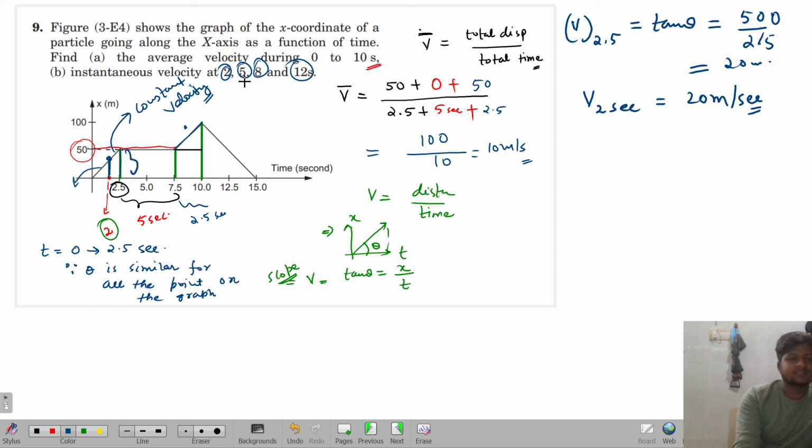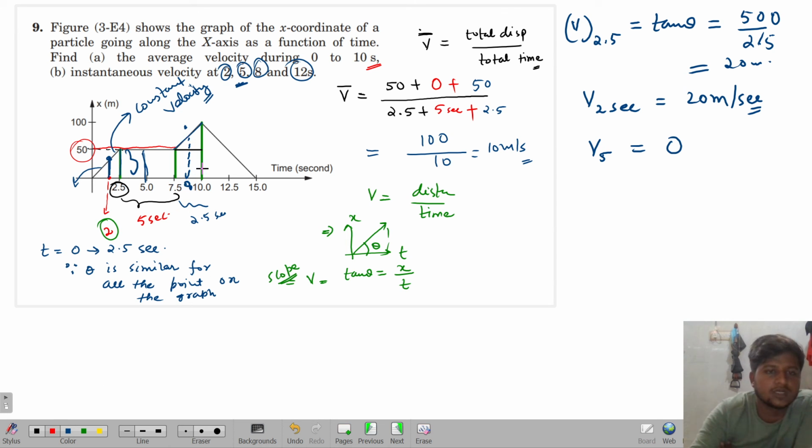Now look over here. It is asked about instantaneous velocity at 5. At 5, the particle is at rest or not? Tell me yes or no. The particle is totally at rest. So therefore, at 5, what is the velocity? 0. Yes or no? At 8, again it is asking. Look over here, here it is asking at this point, 8.